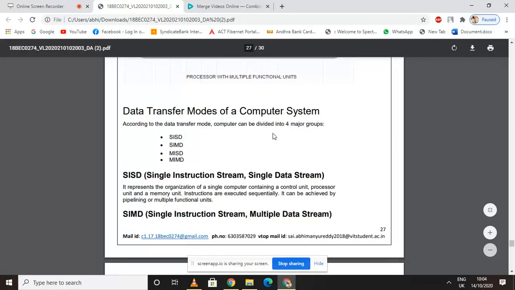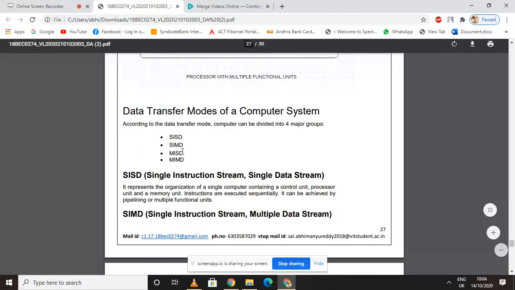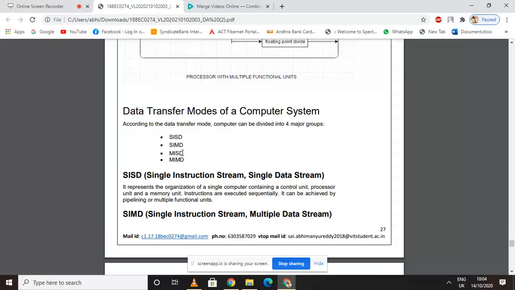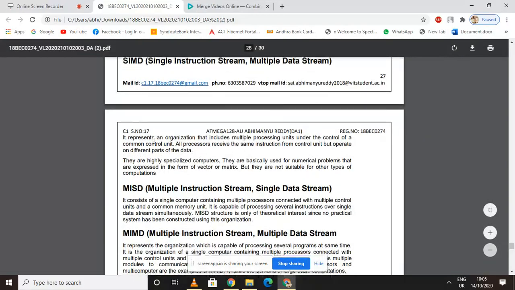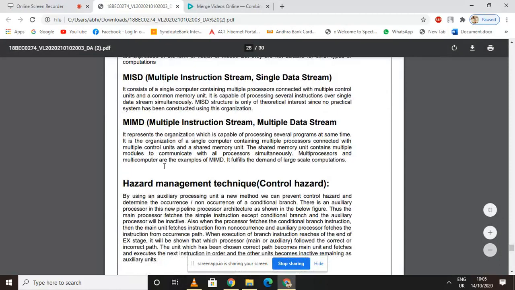So, the data transfer modes of a computer system are mainly divided into four major groups: SISD, that is single instruction stream, single data stream; SIMD, single instruction stream, multiple data stream; MISD, multiple instruction stream and single data stream; and MIMD, multiple instruction stream and multiple data stream. So these are the various descriptions of all those categories.